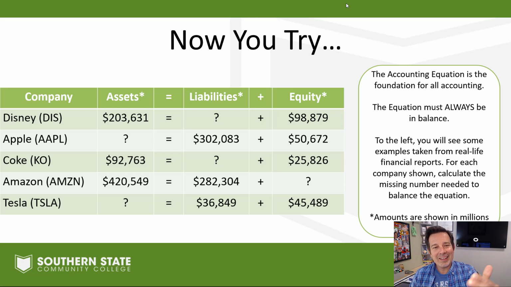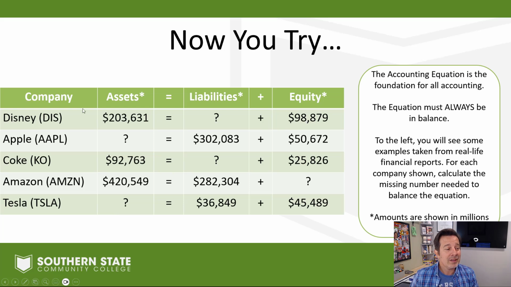And we can take the balance sheet information from different companies and look at the accounting equation in action. You can see I've got Disney, Apple, Coke, Amazon, and Tesla. Taken all these numbers here from the financial reports. It came from something called the balance sheet. We'll get into the balance sheet later on. But basically, I've taken assets, liabilities, and equity from their financial reports. Because we know the accounting equation always has to be in balance, we should be able to plug in the missing numbers here to make the accounting equation balance in every scenario.